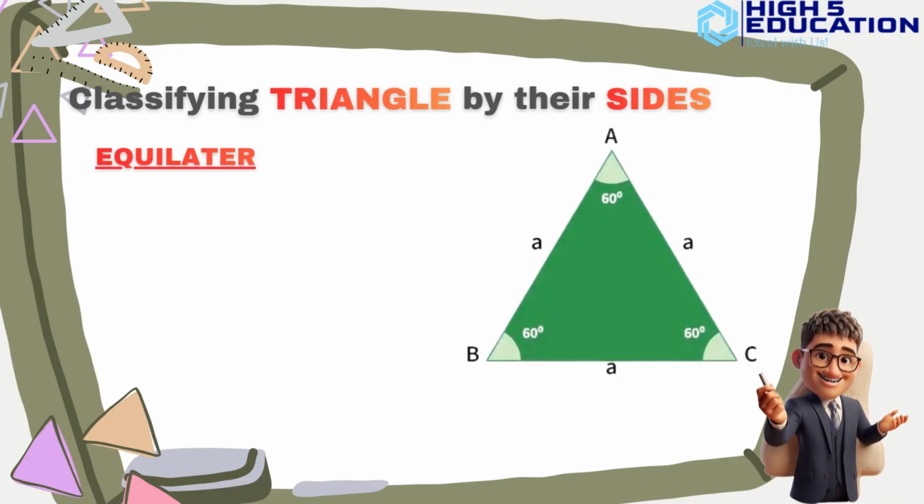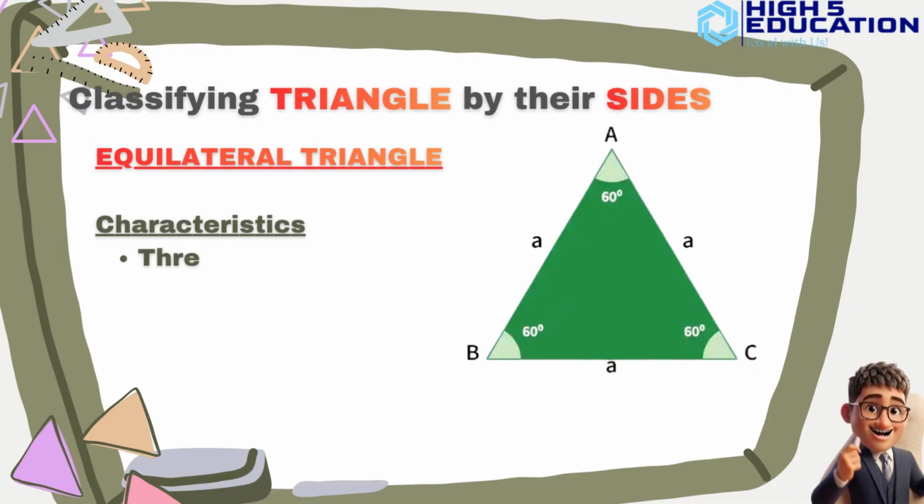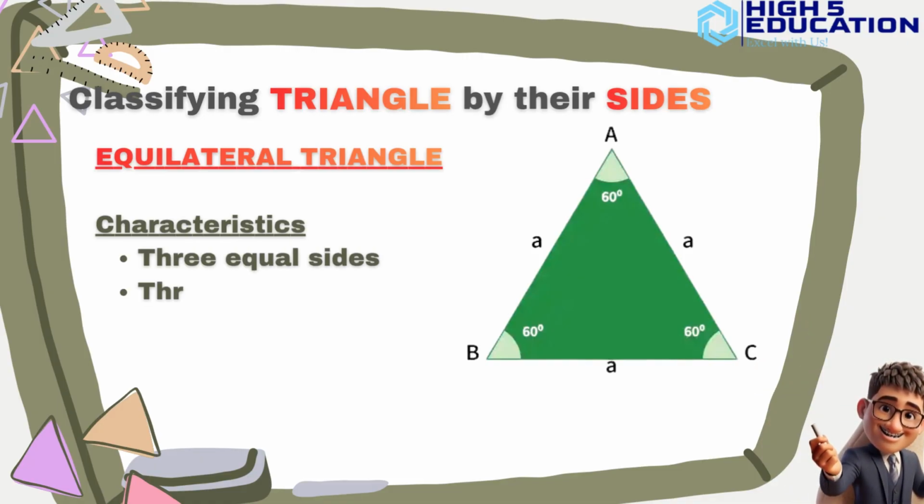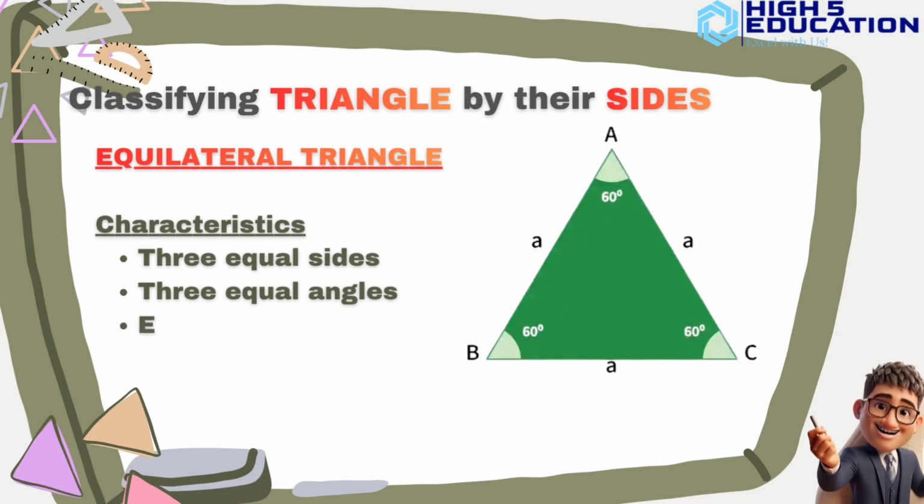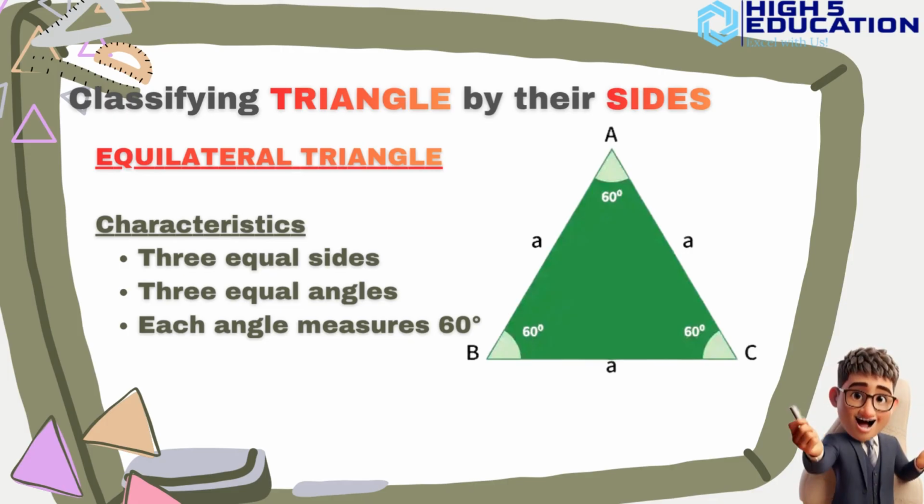An equilateral triangle is a triangle in which all three sides are exactly the same length. Because all the sides are equal, all three interior angles are also equal, and each angle measures 60 degrees. This makes the equilateral triangle a perfectly balanced and symmetrical shape.